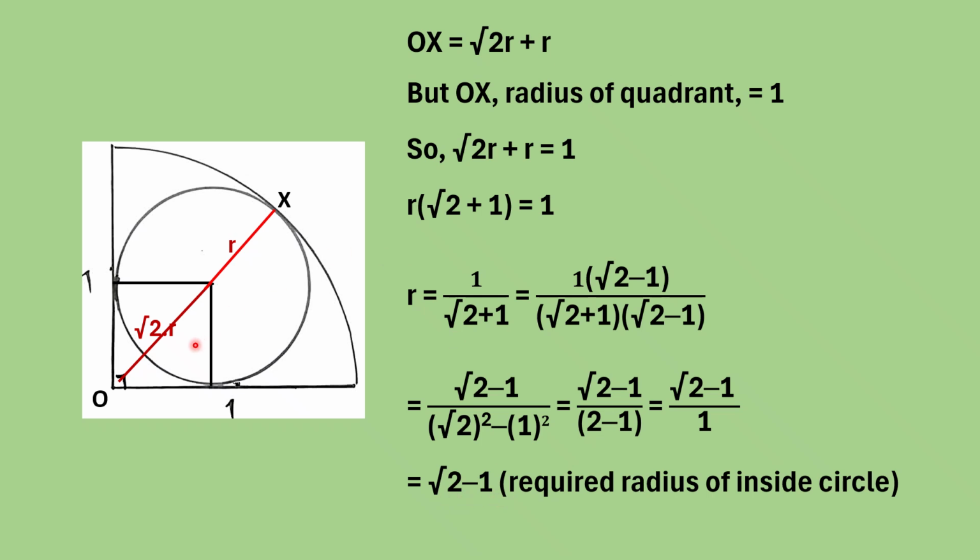So what we got, OX, which is root 2r plus r, is equal to 1. Taking out r common, root 2 plus 1 times r equal to 1. So r equal to 1 by root 2 plus 1. Then we rationalize, we multiply the numerator and denominator by root 2 minus 1, that is a conjugate, and we get root 2 minus 1 by 1. So root 2 minus 1 units, that would be the required radius of the inside circle.